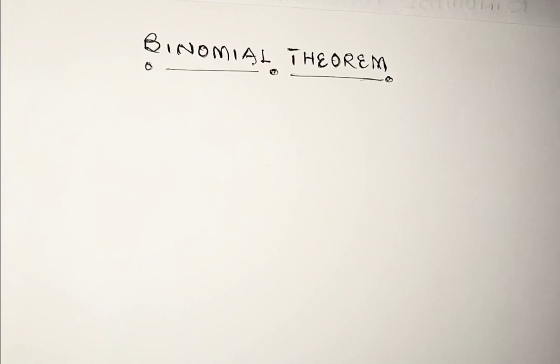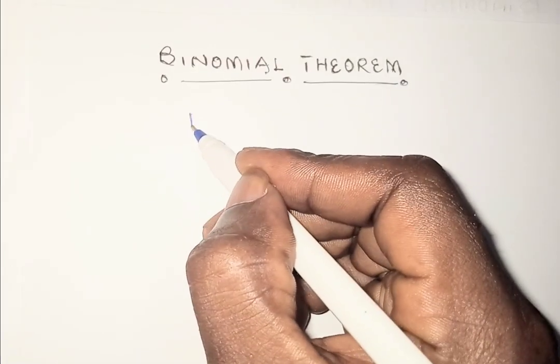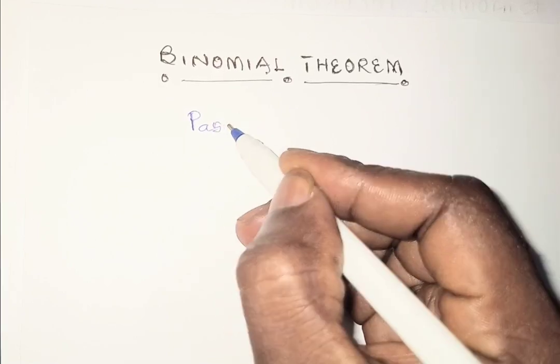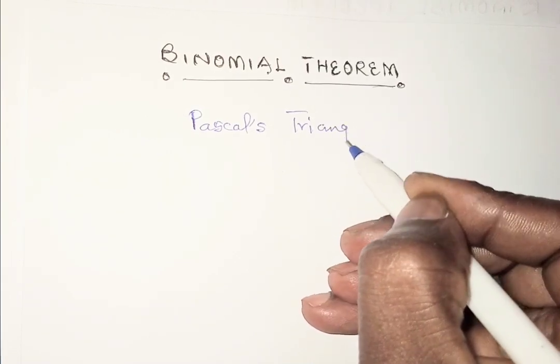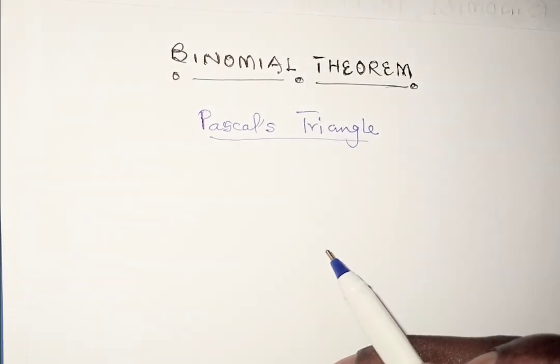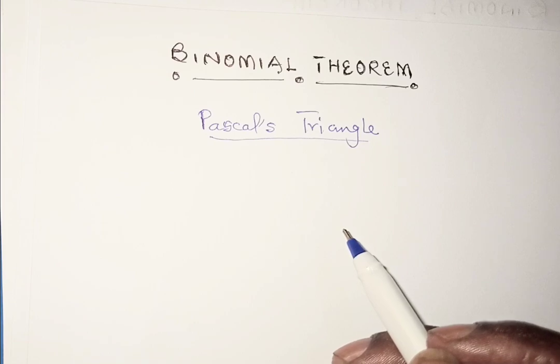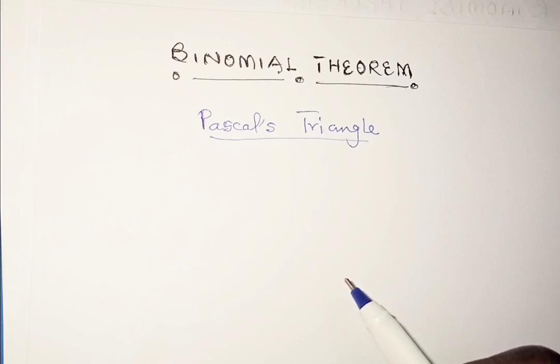So for today's lesson, we are going to look at how we can expand binomials using what we call Pascal's triangle. Good. So Blaise Pascal is a French mathematician, and he developed a triangular array of numbers to help expand binomials.